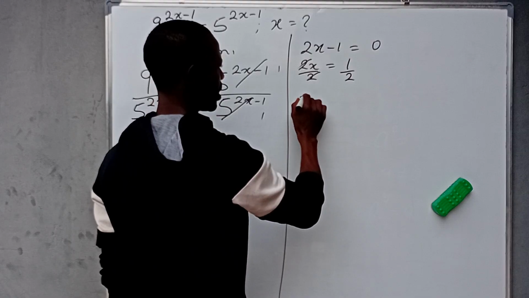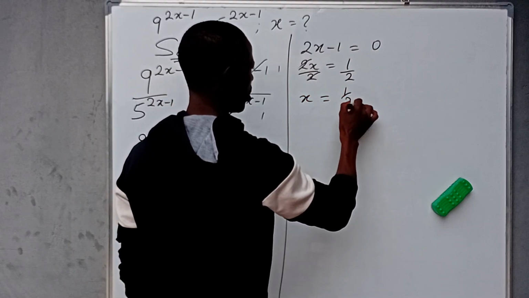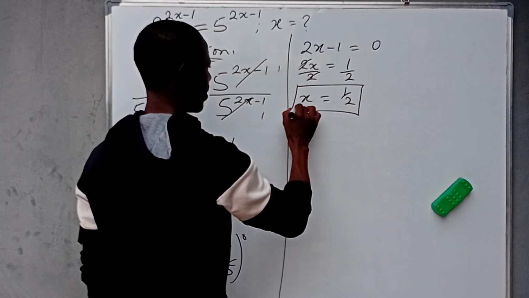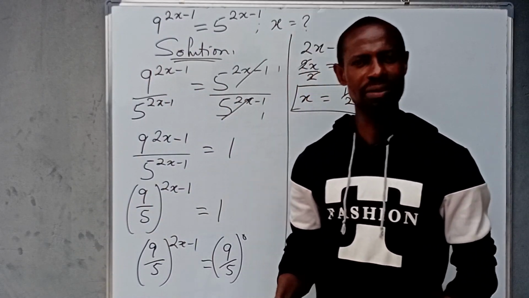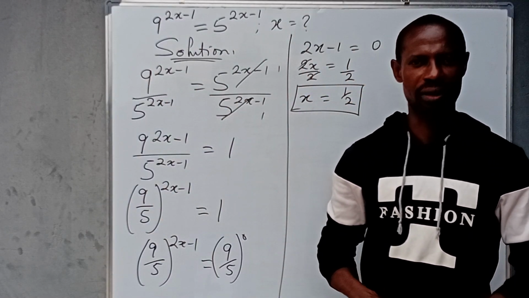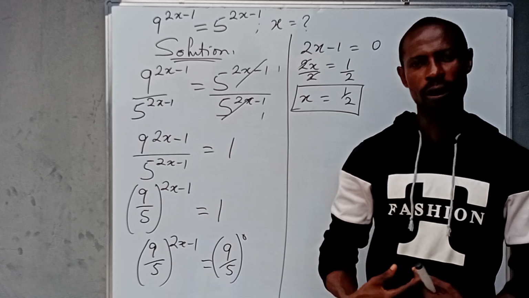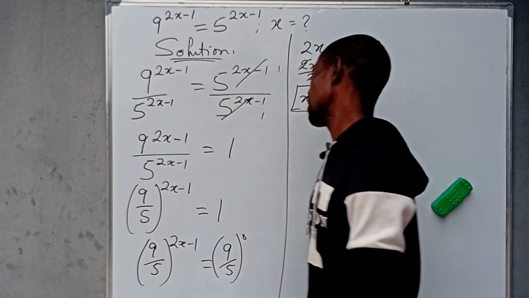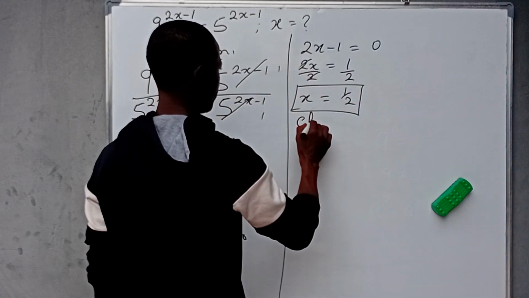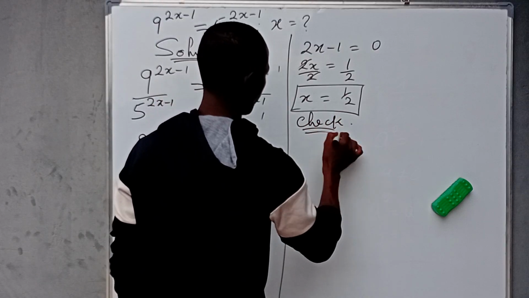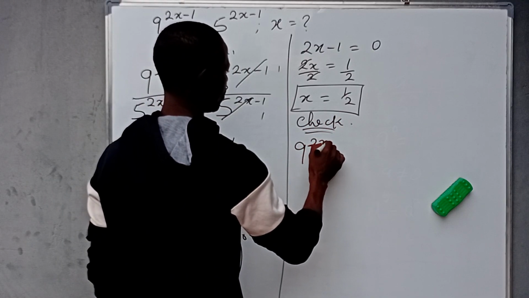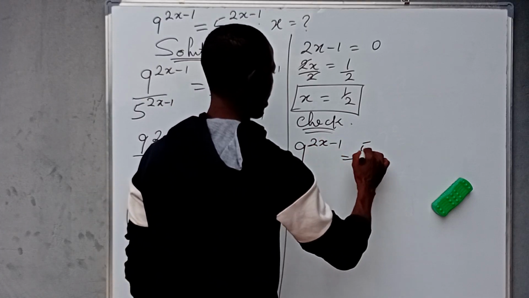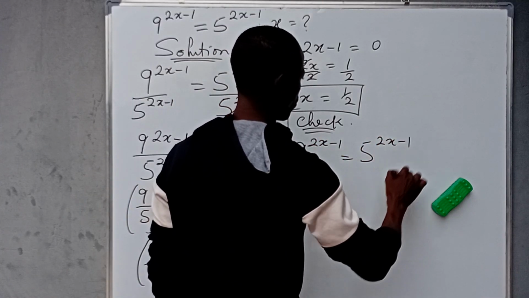Because we're looking for x, we divide by 2. And so this leaves the system. We now have x equal to 1 over 2. So this is the value of x that actually satisfies the original equation. But we can do a simple check to see if our root is extraneous or not extraneous. So let's do a simple check. The original equation we know is 9 to the power of 2x minus 1 equals 5 to the power of 2x minus 1.